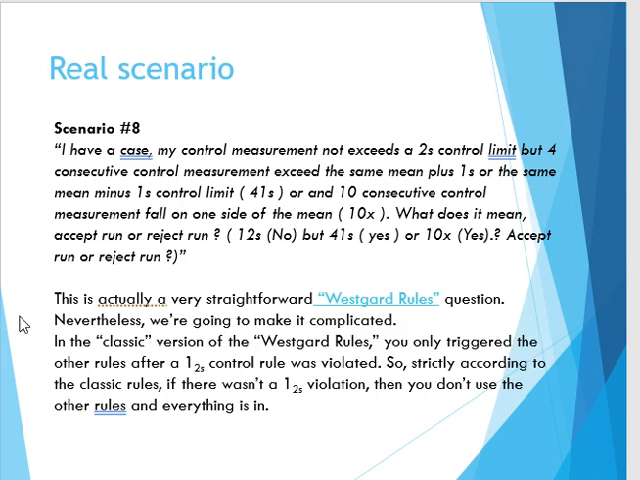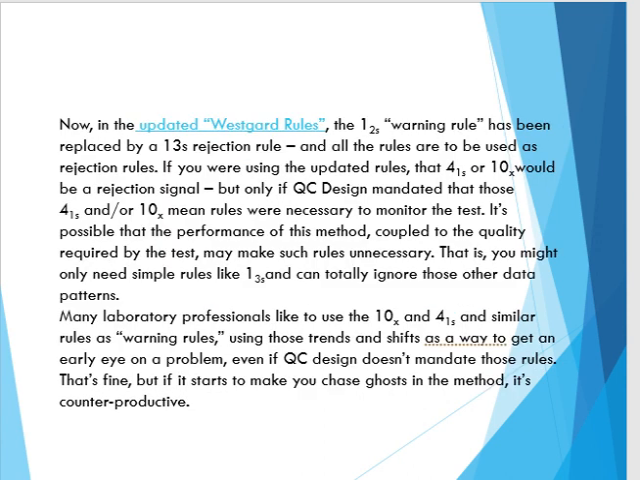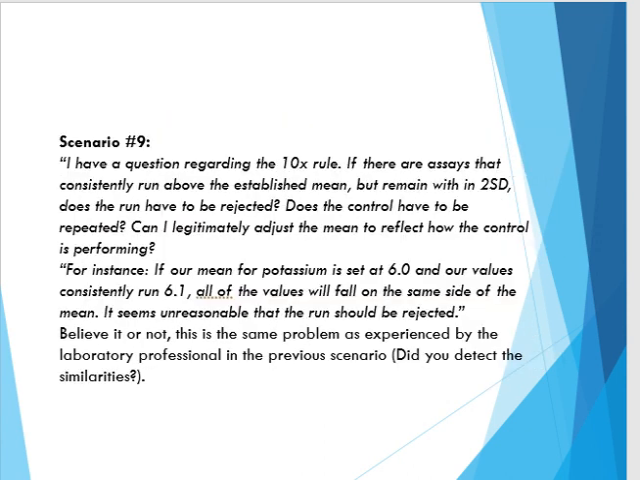Nevertheless, we are going to make it complicated. In the classic version of the Westgard rules, you only trigger the other rules after a 1 2S control rule was violated. So strictly according to the classic rules, if there wasn't a 1 2S violation, then you don't use the other rules and everything is in. Meaning that for 10x, for 4 1S, yeah, it is accepted. Just check the test component. So this is another scenario also.